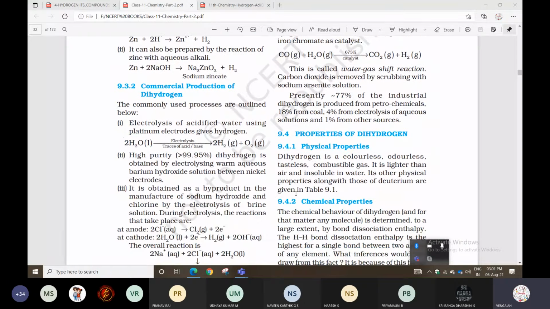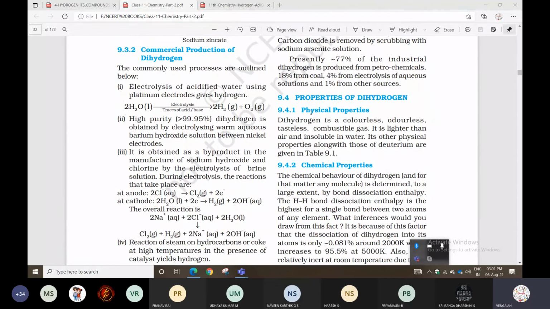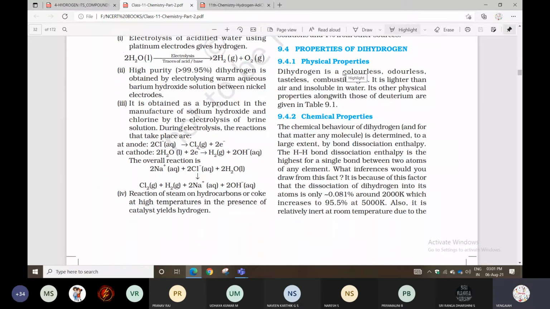Next one is physical properties. Dihydrogen is a colorless, odorless, tasteless, combustible gas. You know colorless, like water is colorless. Odorless, you can't get any smell. Tasteless, you can't get any taste. It is lighter than air and insoluble in water.